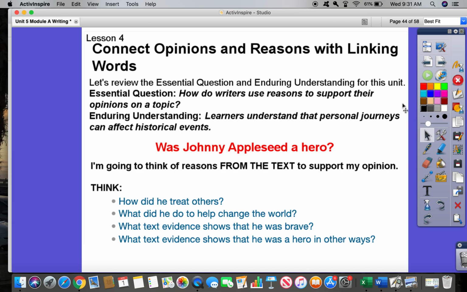So let's review the essential question and enduring understanding for this unit. Essential question: how do writers use reasons to support their opinions on a topic? Learners understand that personal journeys can affect historical events. So if we look at this question here, was Johnny Appleseed a hero? I'm going to think of reasons from the text to support my opinion. So I might think, how did he treat others? What did he do to help change the world? What text evidence shows that he was brave, and what text evidence shows that he was a hero in other ways?